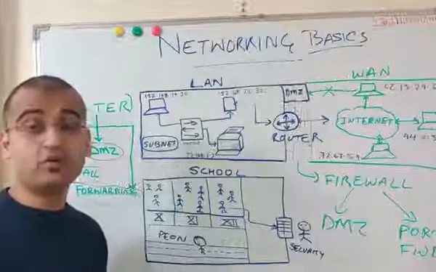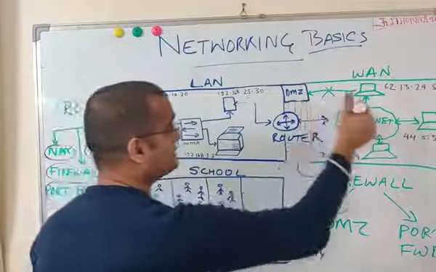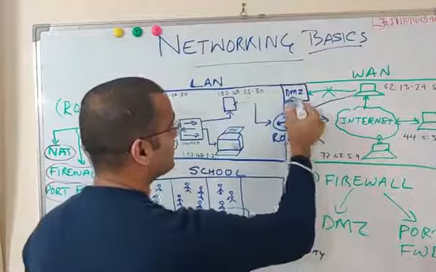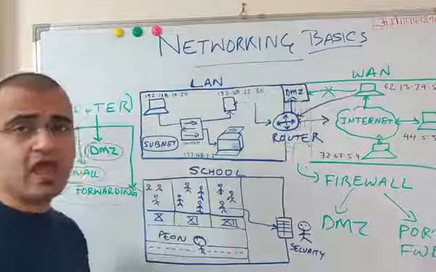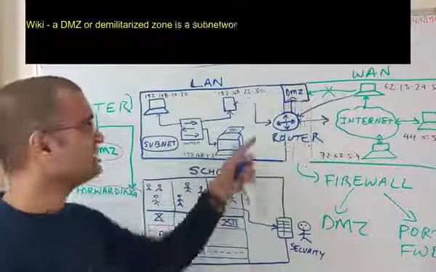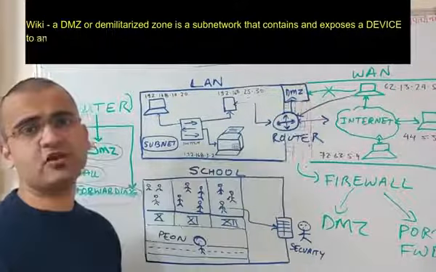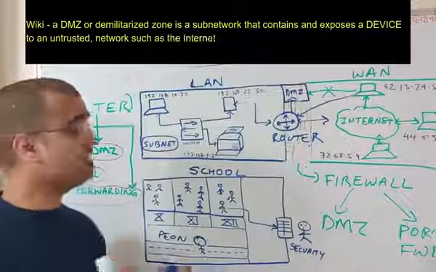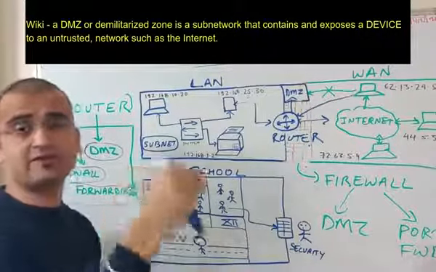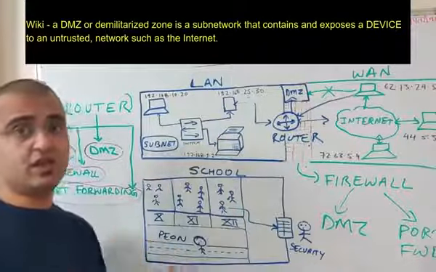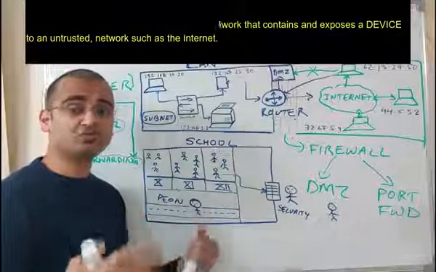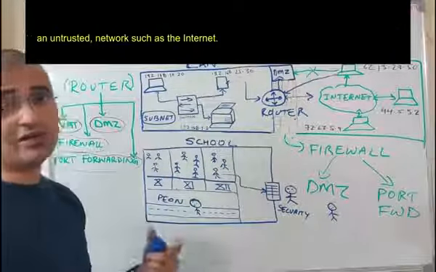So if any request comes from an ad hoc device, it comes to the router, and the router simply sends it to this demilitarized zone. And if there is any device sitting here in the demilitarized zone, that device can directly talk to the device outside the firewall. But then the security of this particular DMZ and the device sitting within this DMZ is the responsibility of the DMZ or that device.